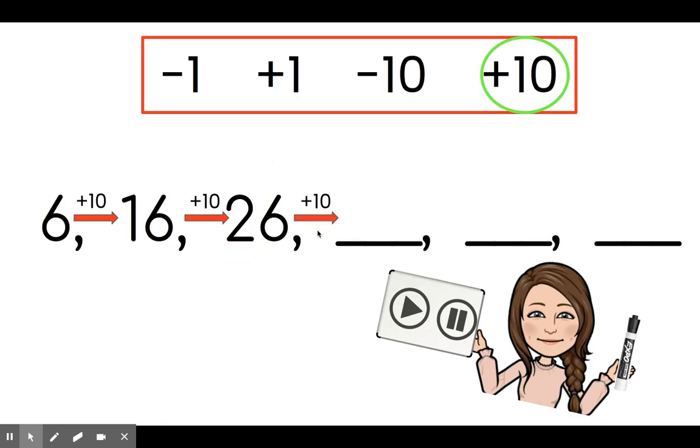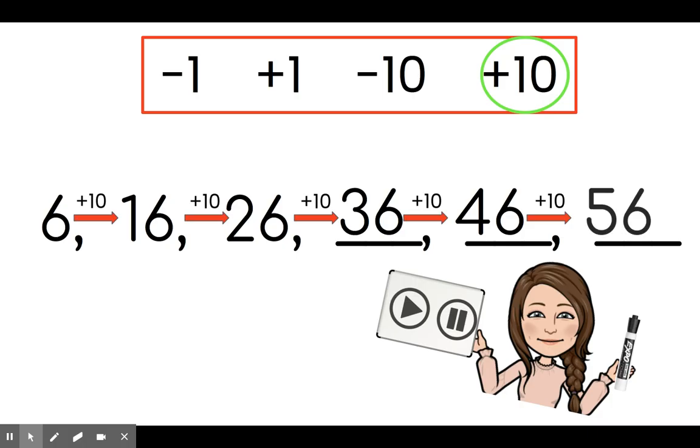We need to continue this pattern. 26 plus 10 is 36. 36 plus 10 is 46. And 46 plus 10 is 56. The pattern here is adding 10 each time.